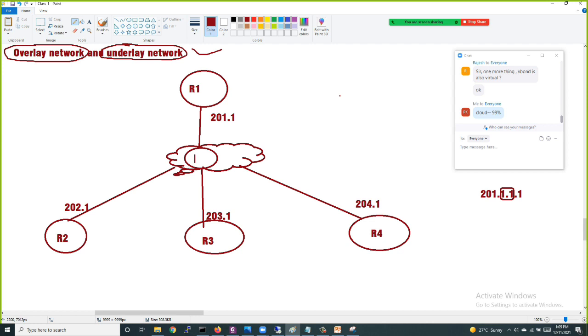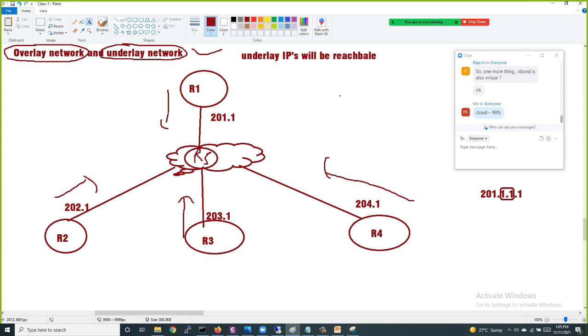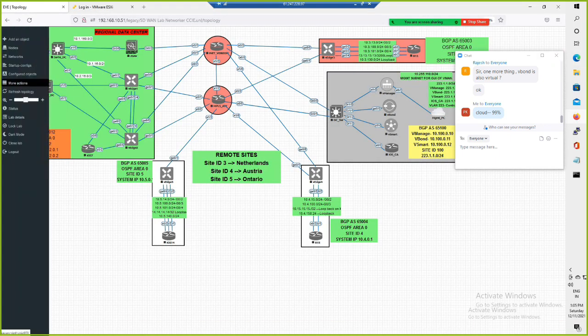And as for this router R5, all these networks are directly connected. Every router will be able to reach the other side. So on R1, define a default route on all the routers. So what will happen is all these underlay IPs will be reachable. So the first thing that we require is we require to build the underlay reachability. So if I talk about this lab also, let me go to the lab.